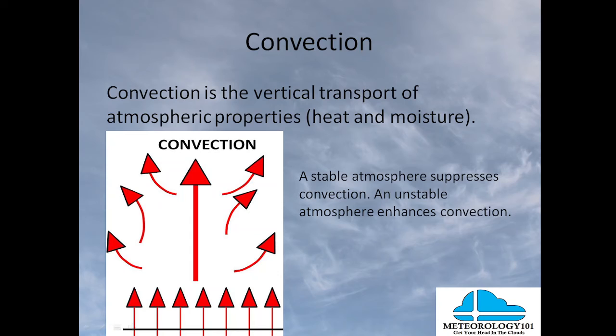So if you're unstable, as you push an air parcel up, it will continue to go up because it's an unstable environment. If it was a stable environment, when you push an air parcel up, it will continuously want to go back to its original position. So that will suppress that convection.